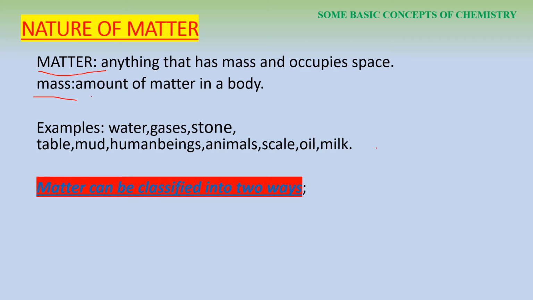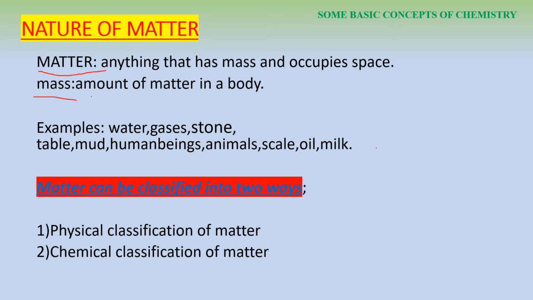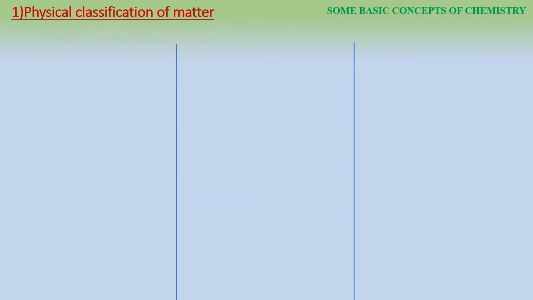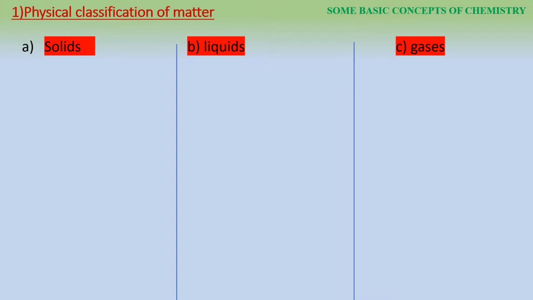Then matter can be classified in two ways: physical classification of matter and chemical classification of matter. Let's see the physical classification of matter. We also call it the states of matter. You already learned in ninth standard about the states of matter. There are three states of matter: firstly solids, liquids, then gases.